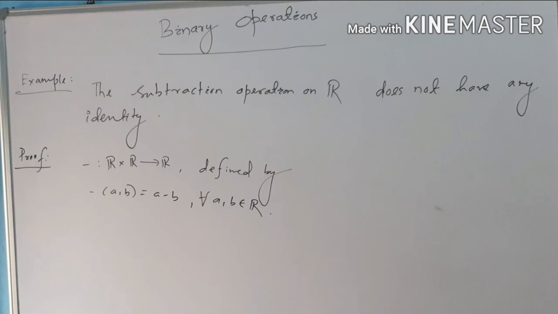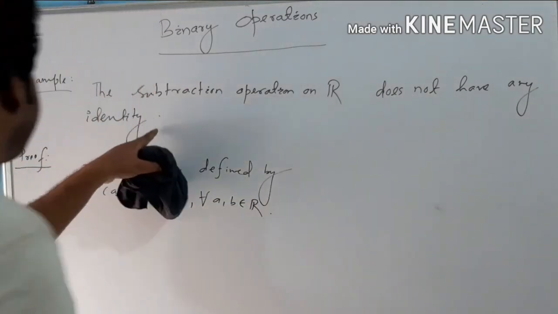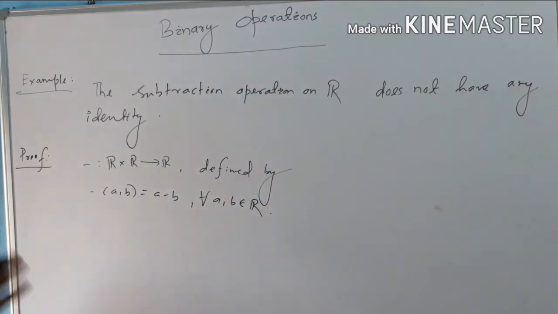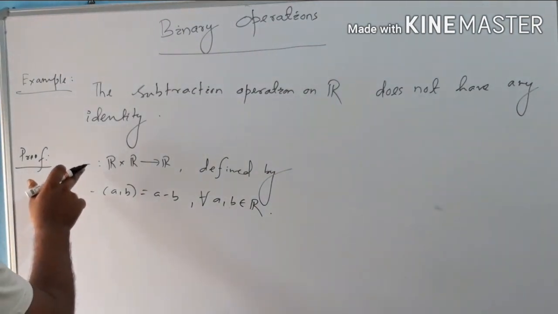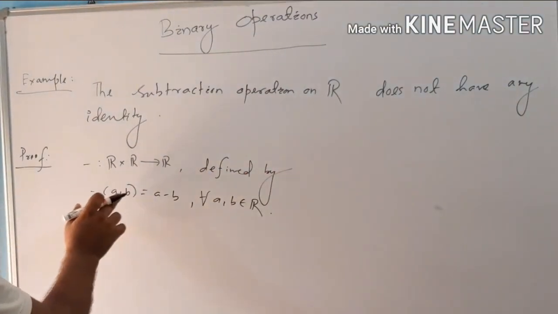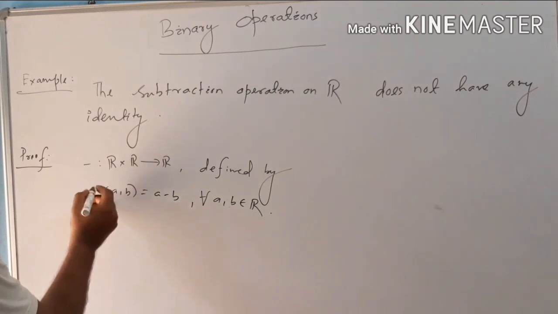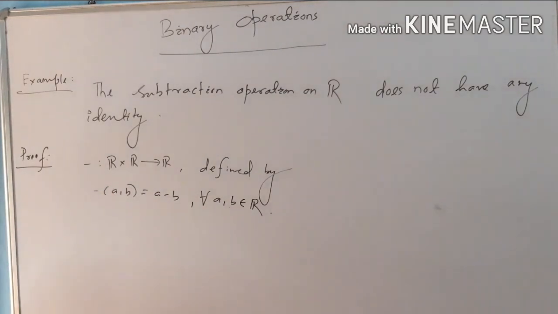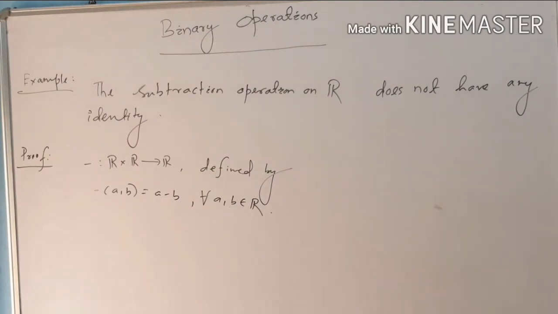Example: the subtraction operation on R does not have any identity. So I would like to justify this one. The subtraction operation from R cross R to R defined by subtraction of A comma B equal to A minus B for all A, B belongs to R, and I have already proved that the subtraction operation on R is a binary operation. So I would like to prove here that the subtraction operation on R doesn't have any identity.